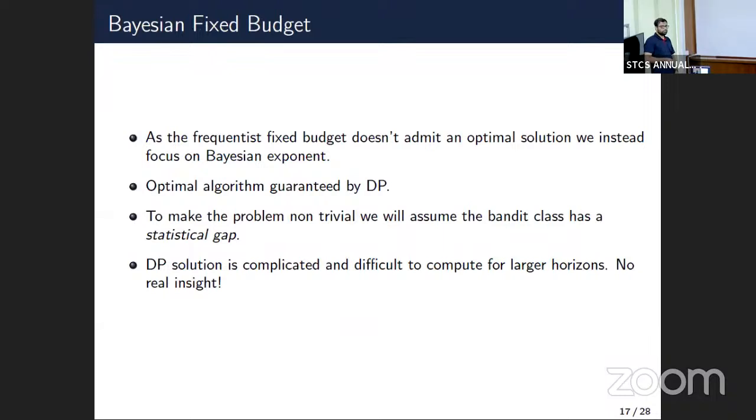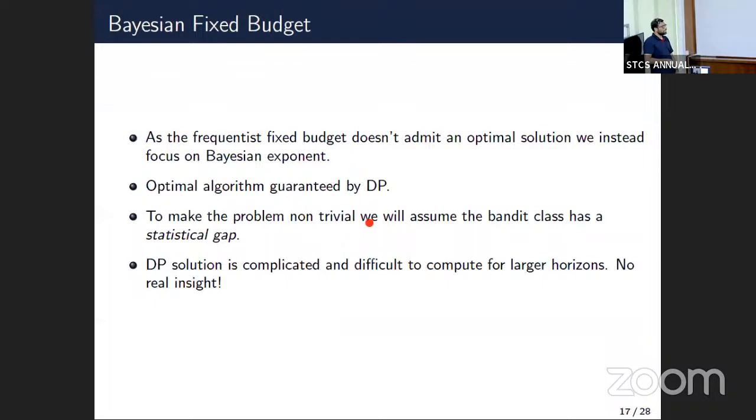If you cannot have a frequentist fixed budget optimal algorithm, then what is the other objective one might consider in the fixed budget setting? We consider what is called a Bayesian fixed budget. You put a prior on the class of bandits, and you try to minimize the average probability of error. There is no issue of non-existence of an optimal algorithm because that is guaranteed by dynamic programming. For every horizon, you take a dynamic programming solution, and a sequence of these would achieve the optimal Bayesian exponent.